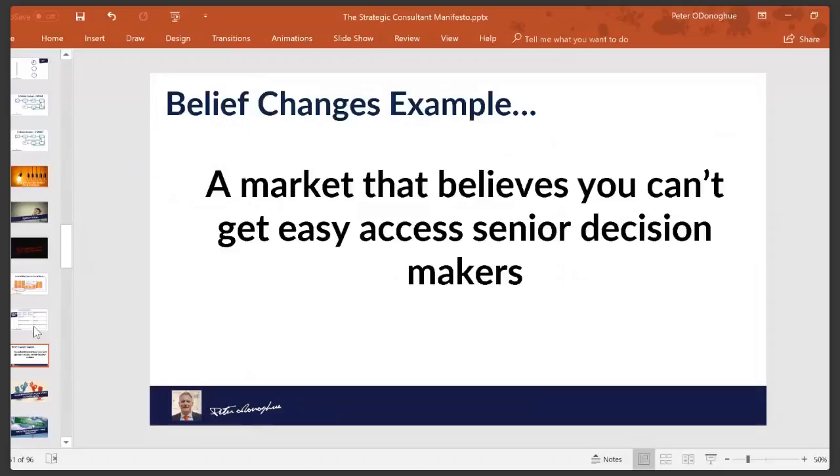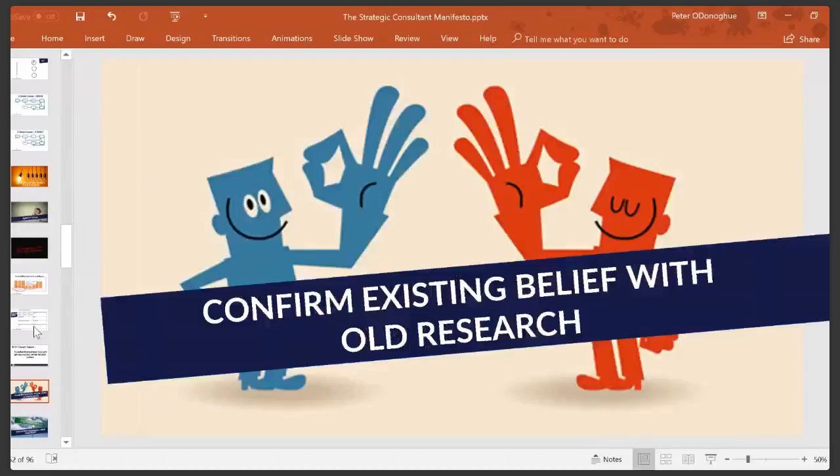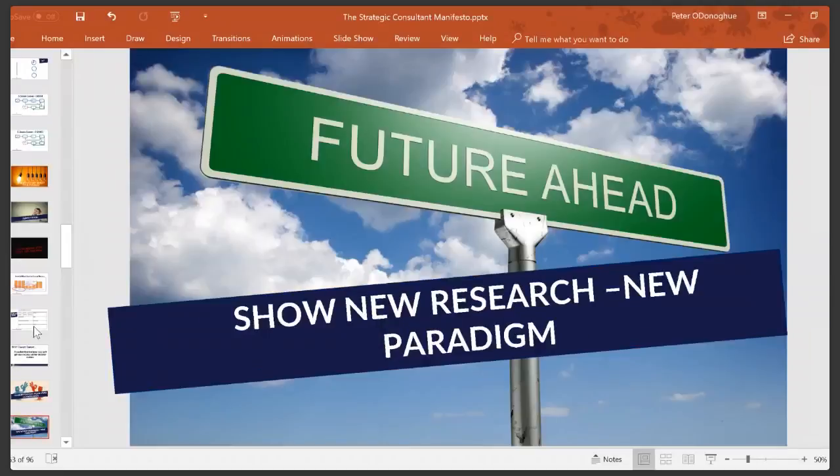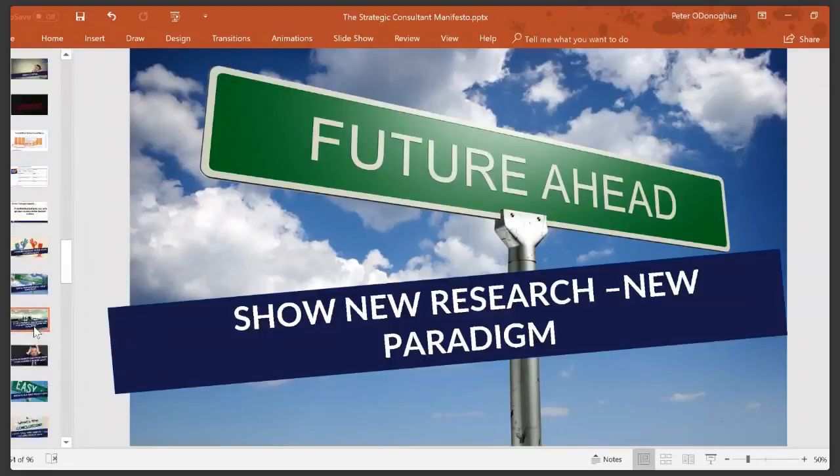So, belief change example. A market that believes you can't get easy access to senior decision makers. How I would change beliefs in a presentation is to confirm their existing belief with old research. Show them that they're right to believe what they believe, because you can't call people an idiot for holding beliefs. However, seek to show them new research, a new paradigm, a new thought process, some new groundbreaking studies, whether by yourself or third parties, to show that it's no longer the case.